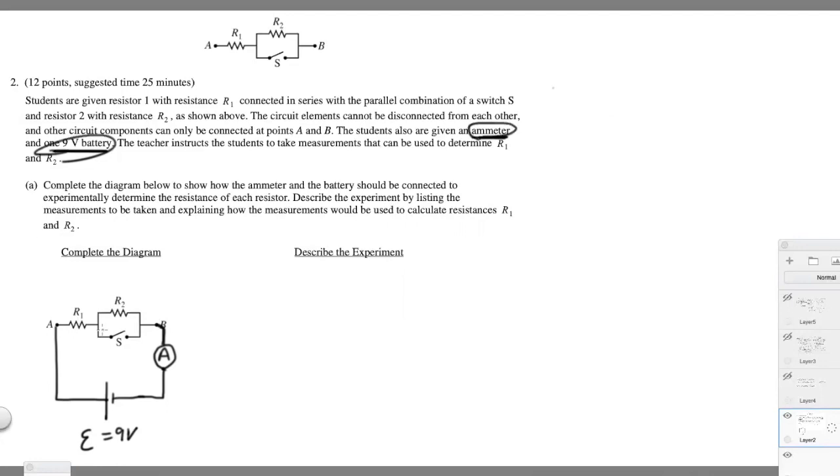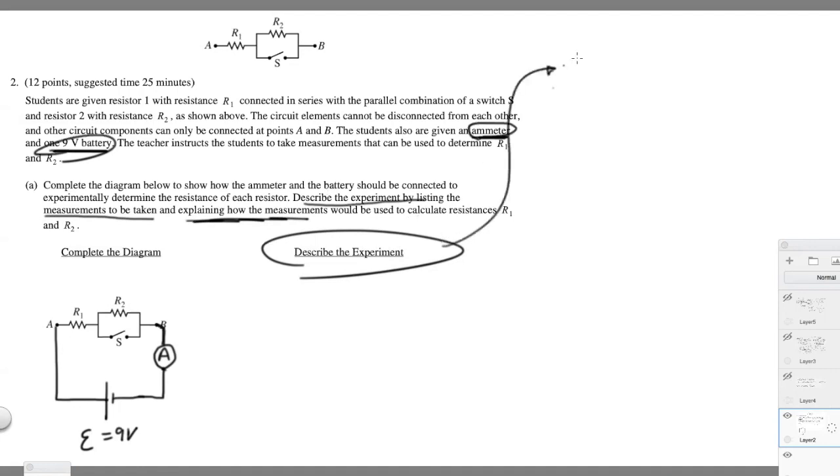Okay, so they want us to describe the experiment. So I wrote down steps. I'm not going to write this out, I'm just going to say it out loud, and if you want, you can go back and re-listen to the video and copy these down. So I described the experiment in 5 steps. In describing the experiment, we need to list the measurements to be taken and also explain how the measurements would be used to calculate the resistances.